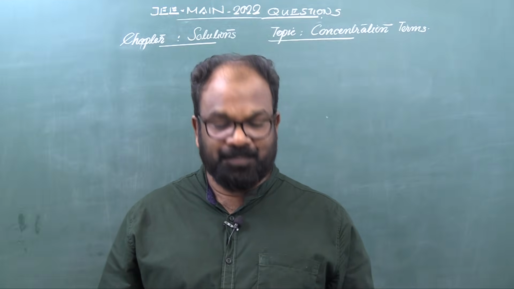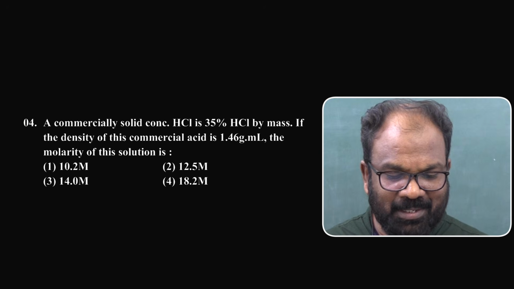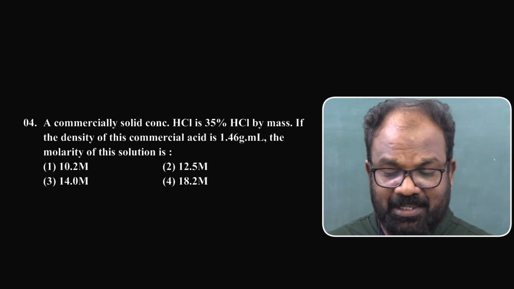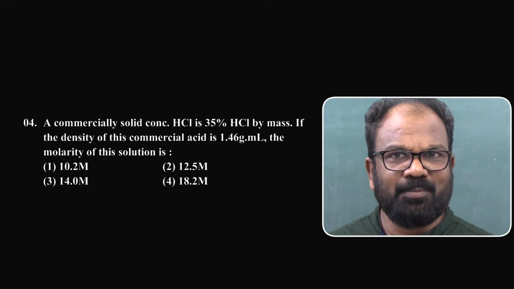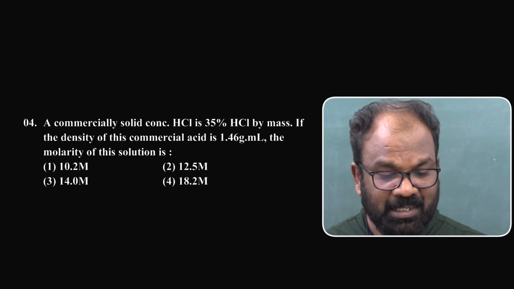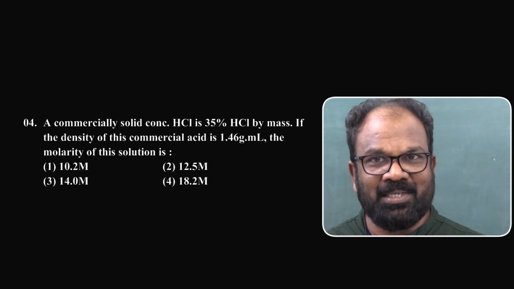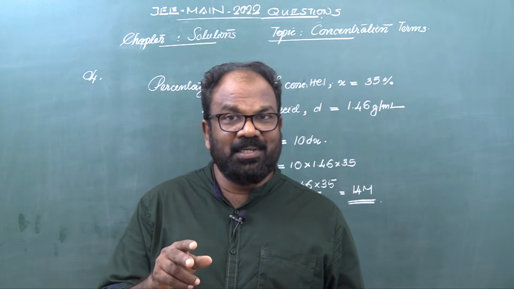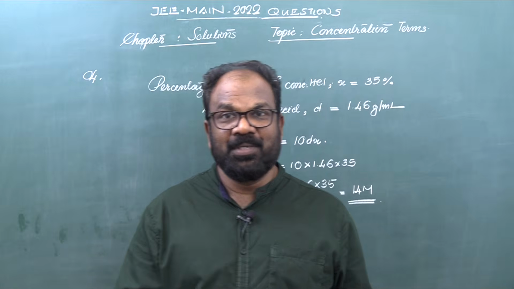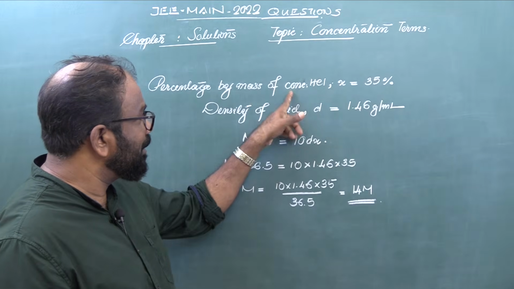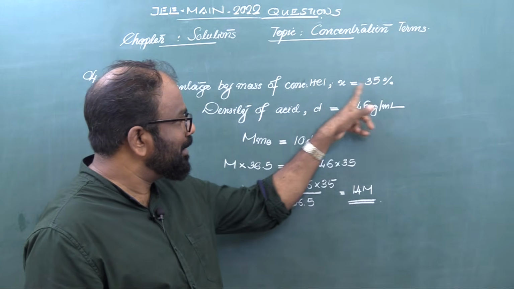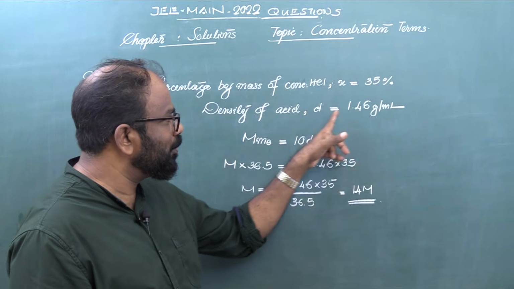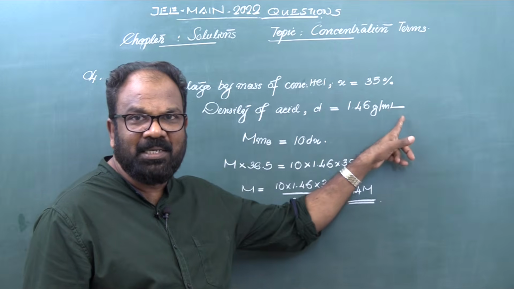Next, question number 4. A commercially available concentrated hydrochloric acid is 35% HCl by mass. If the density of this commercial acid is 1.46 gram per ml, the molarity of this solution is. In this question, the percentage by mass and density of a commercial concentrated HCl solution are given. The percentage by mass of concentrated HCl, that is small x, is equal to 35%. Density of the solution, small d, is equal to 1.46 gram per milliliter.